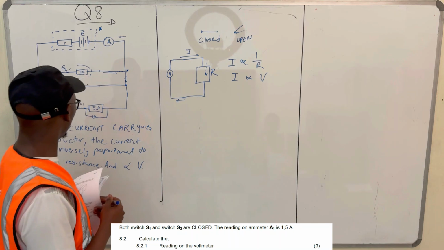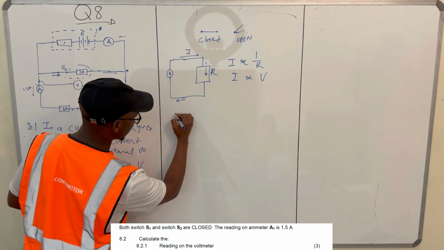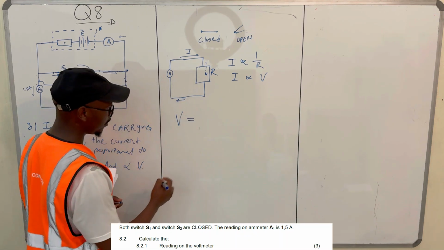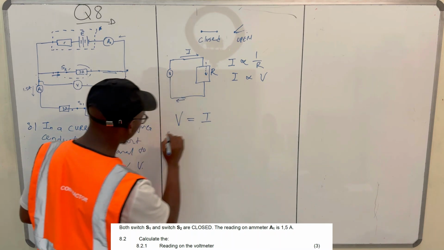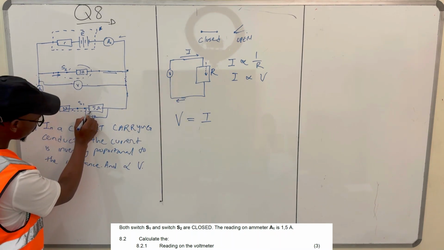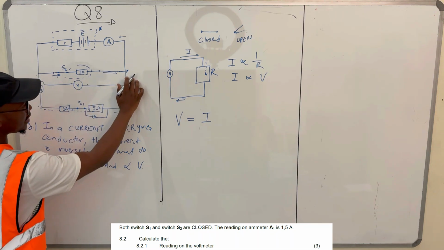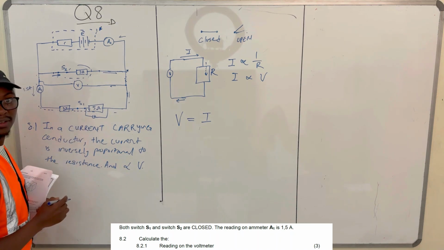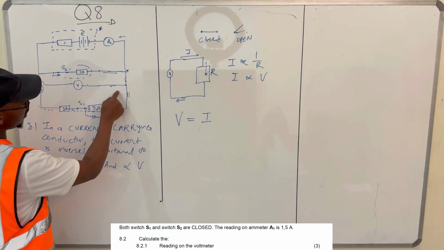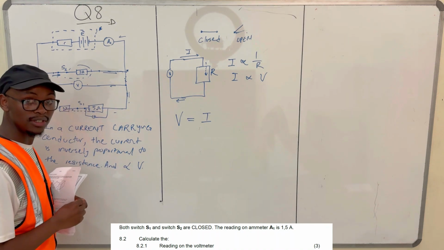So we can say this current that flows through A1, the potential difference V, the reading on the voltmeter, is equal to the current passing through A1. This current passes through this resistor and comes back to this point. So this is the same current. It doesn't go to the voltmeter. If you want more information about why current doesn't go through the voltmeter, just check the links that I will attach in the description.